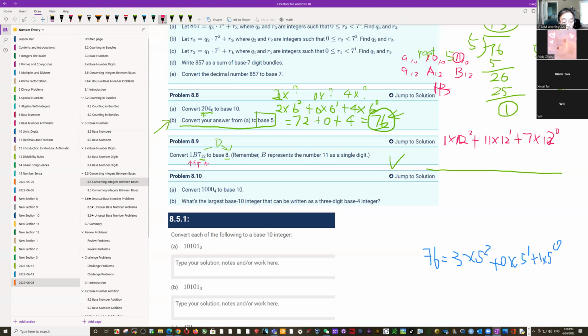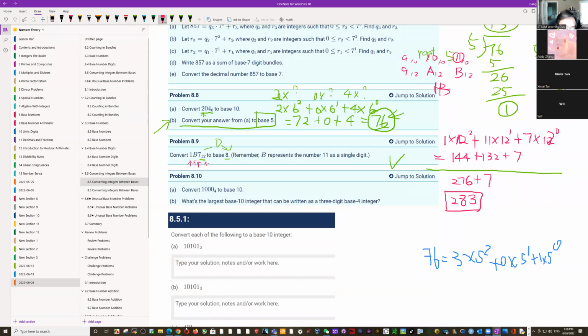So basically that's the way you expand it in decimal format. This is going to be 144, plus 132, plus just 7. So when we add them up, we get 283. So 283 is the decimal conversion from 1B7 base 12.